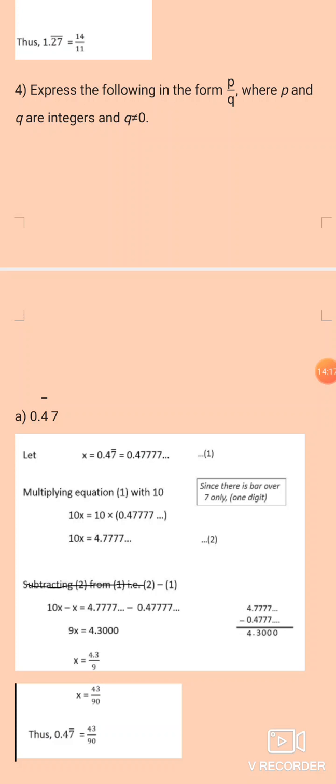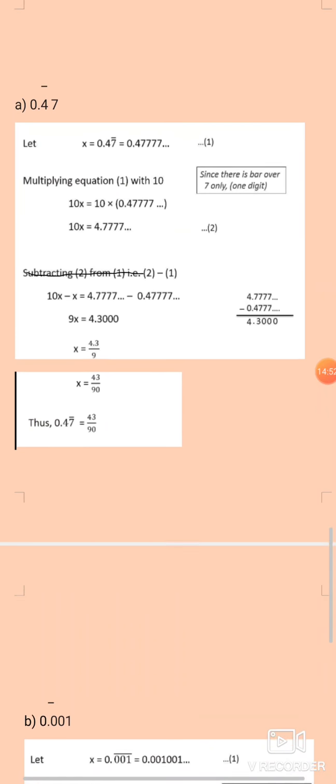Then x is equal to 4.3 by 9. Here, to remove the decimal point, we multiply the numerator by 10, so we must multiply the denominator also by 10. So 4.3 becomes 43, and 9 into 10 becomes 90. The final answer: 0.47 bar is equal to 43 by 90. It is a rational number. Clear, students? Good questions and also important.